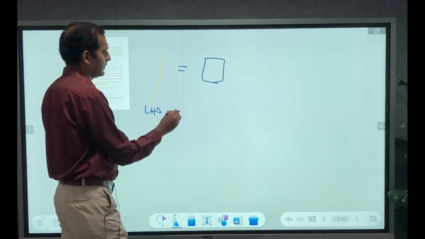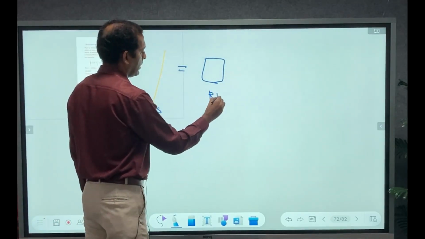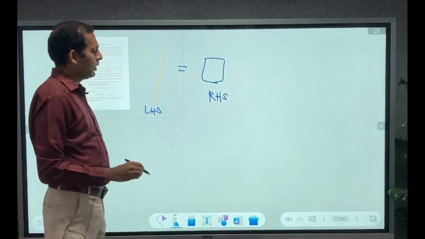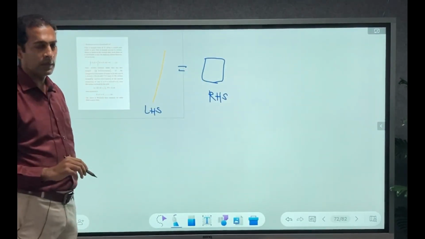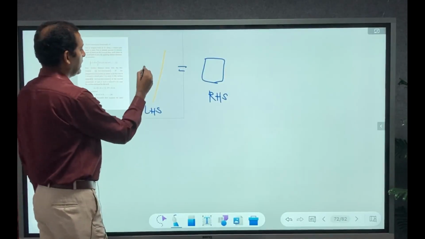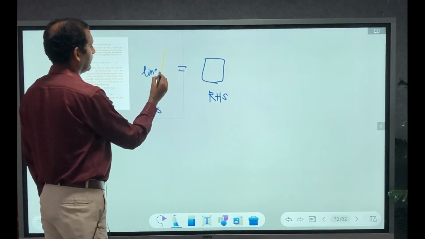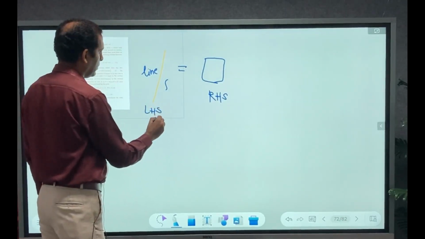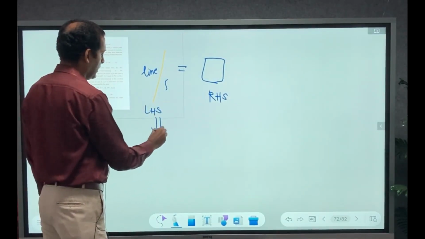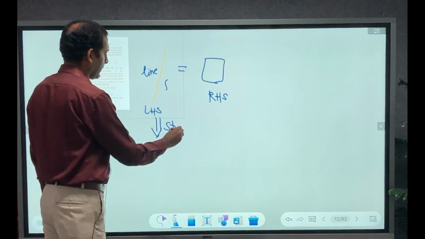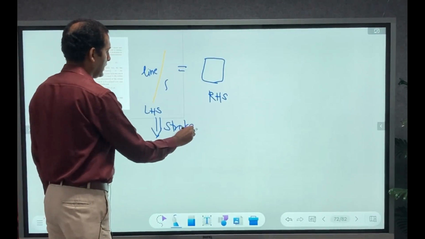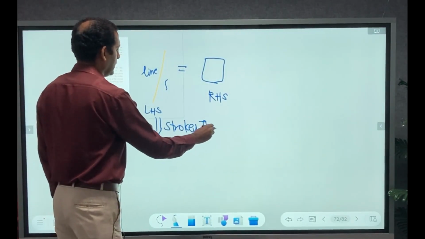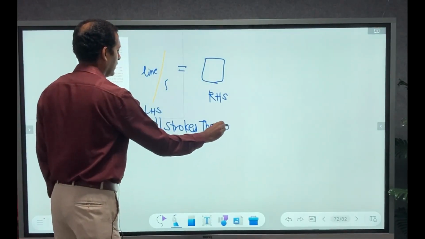So this may be my LHS, this may be my RHS. For solving them, I need both of them similar. So for this line integral, which is a single integral, I will convert it to a surface integral by using Stokes theorem. Stokes theorem uses cross product.